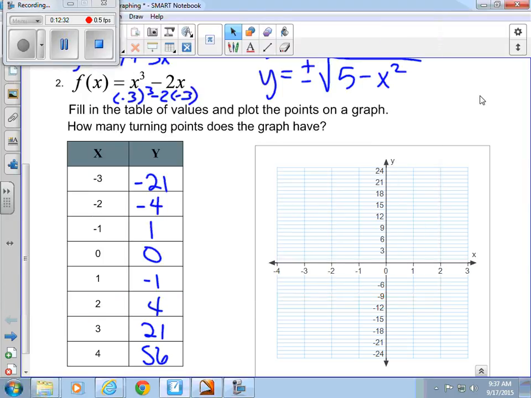Okay. Then it asks me to plot those points on a graph. And so I'm going to look at the graph. I also could just push the graph button and look at the graph there as well. So -3, I get -21. -2, I get -4.